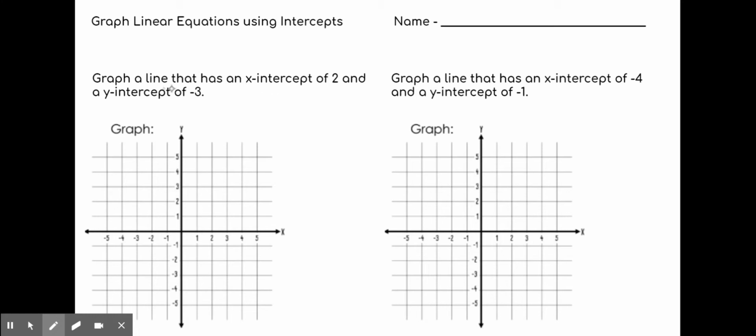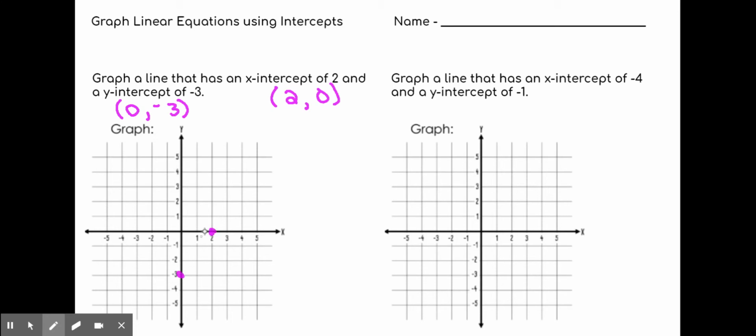If I want to graph a line that has an x-intercept of 2 and a y-intercept of -3, remember these are two different points. The x-intercept, if it is 2, has coordinates (2, 0). Remember, for the x-intercept, y is 0. And if the y-intercept is -3, that means it has coordinates (0, -3), right? The y-intercept has an x coordinate of 0. So I'm going to graph these 2 points: (0, -3), and there's a point (2, 0).